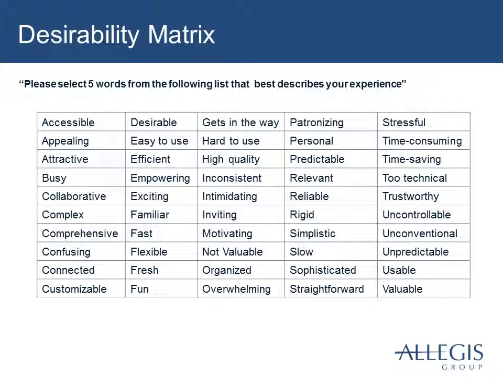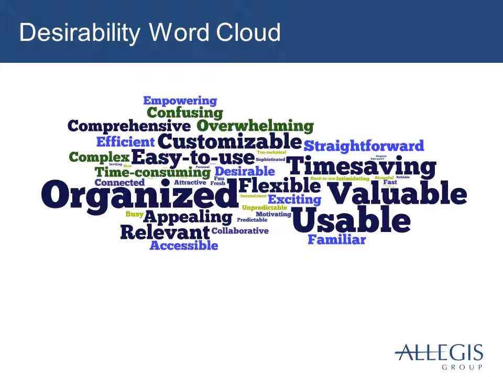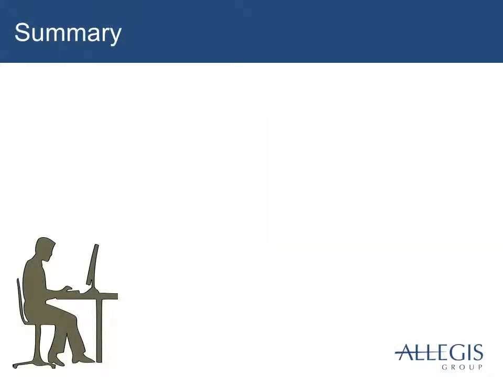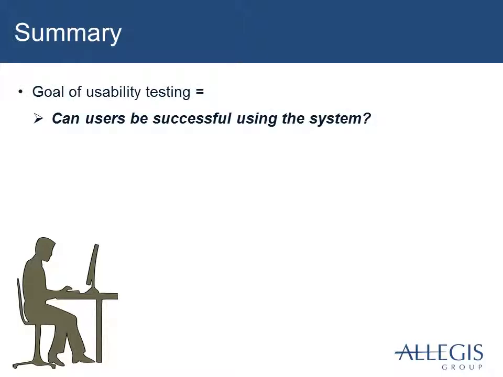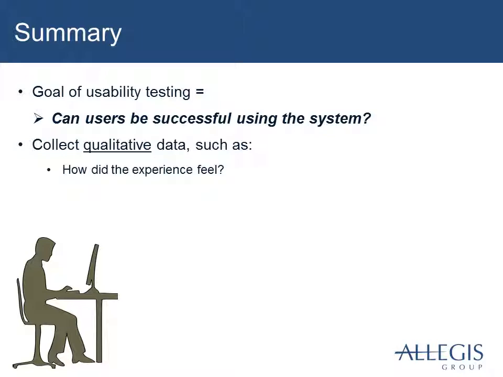And here's an example of if you took the aggregate of a number of people, how something could look like. So in this case, we notice that perhaps organized is what people mention most often, and valuable and usable. So the goals of a usability test primarily are to understand, can people be successful performing tasks with the system, but it's also to get to some of these seemingly intangible qualities as well, to understand how well the features meet their expectations, how well these features delight our customers.